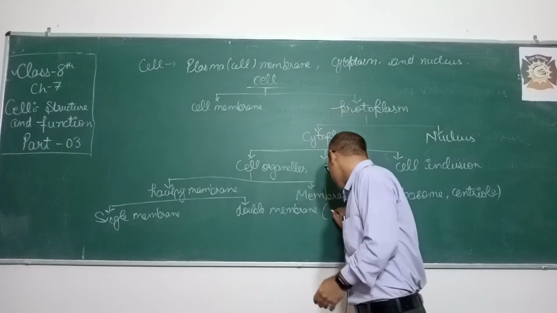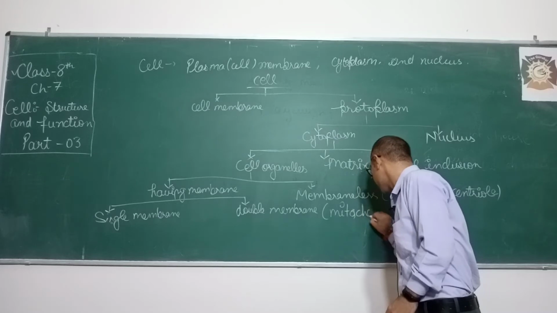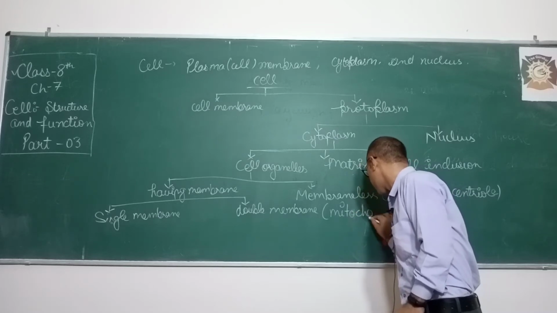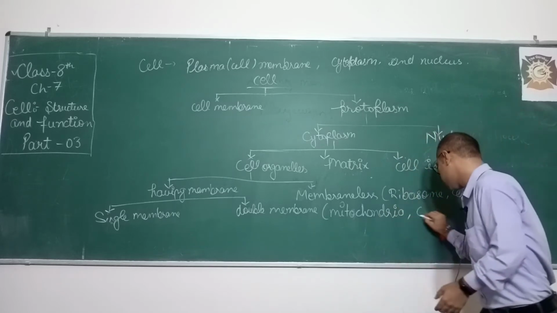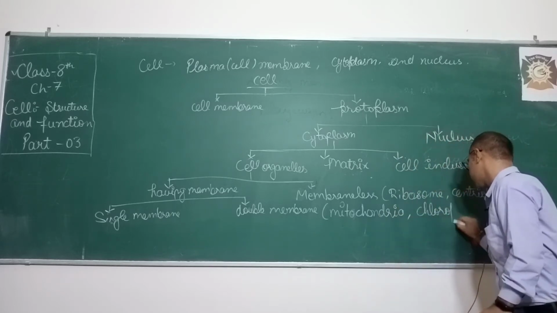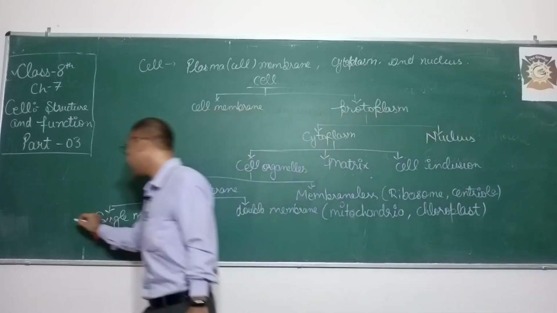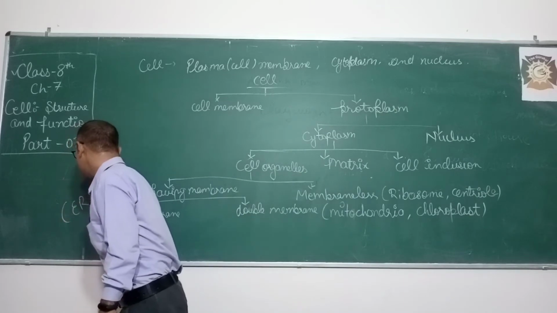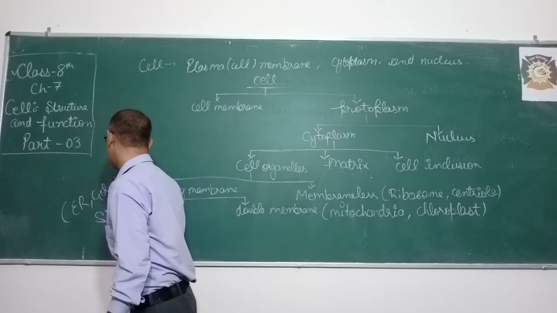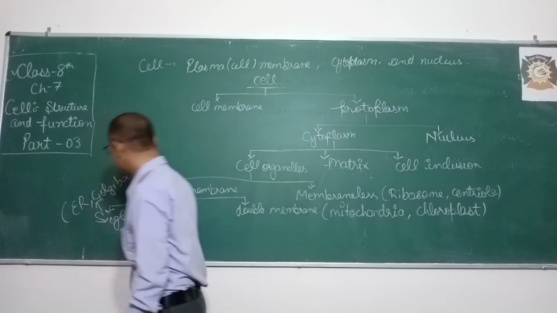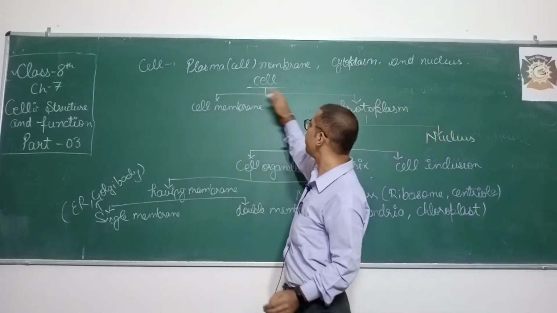Double membrane: mitochondria, and you can write chloroplast. Single membrane: endoplasmic reticulum, Golgi body, etc. So now let us try to understand what I wrote on the board. Pay attention everyone carefully.